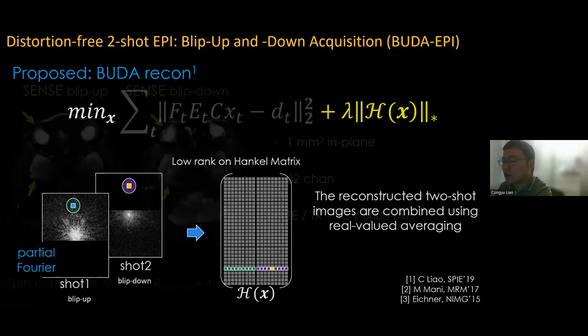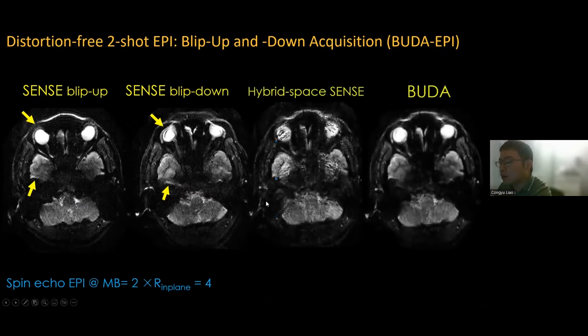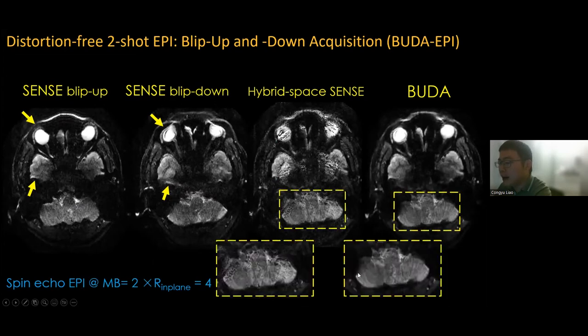So let's look at some results. If we do spin echo EPI acquisition at multiband 2 and in-plane R4 for the acceleration, we can apply SENSE, SMS SENSE for each of these shots individually. We can see these suffer from distortion artifacts as well as some voxel pile-up issues. We can mitigate this with BUDA and further improve the reconstruction. Compared to the hybrid space SENSE, the residual artifacts are eliminated in BUDA at a high acceleration, especially in the zoomed-in area of the brain. So with this blip up and down acquisition, we can get the distortion-free EPI with two shots.